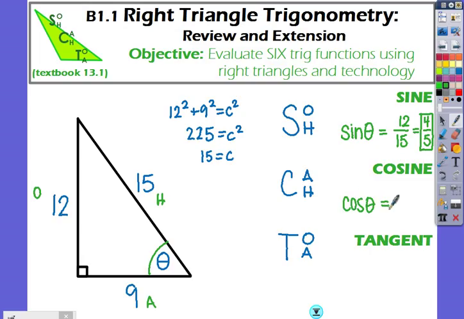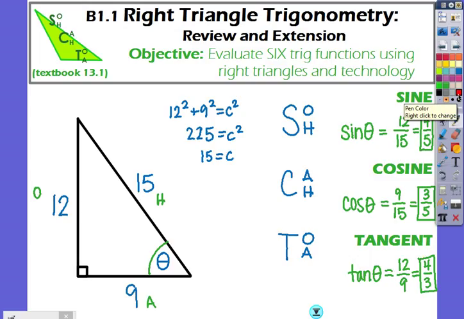Feel like this isn't too bad. You've done this before. Adjacent over hypotenuse, reduce it. Tangent of theta, opposite over adjacent. So we have these kind of random fractions.